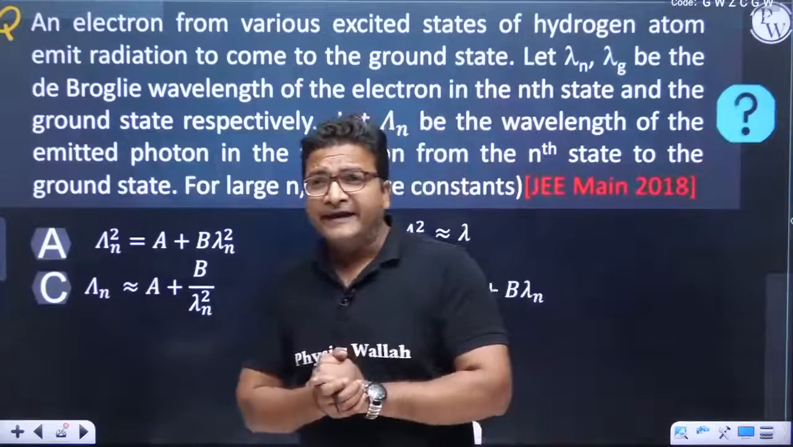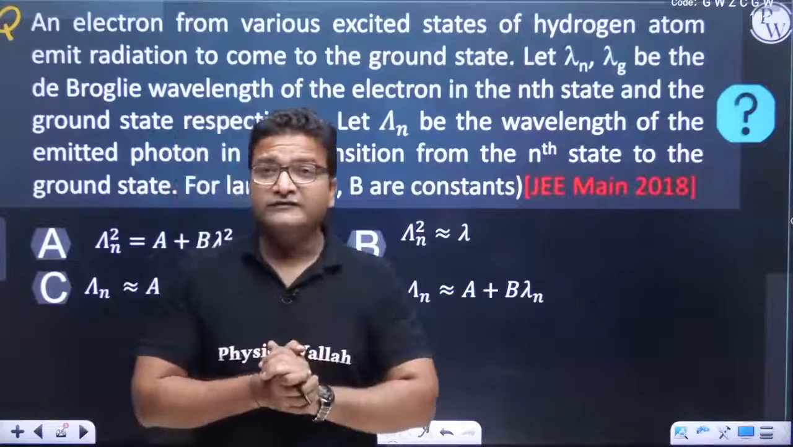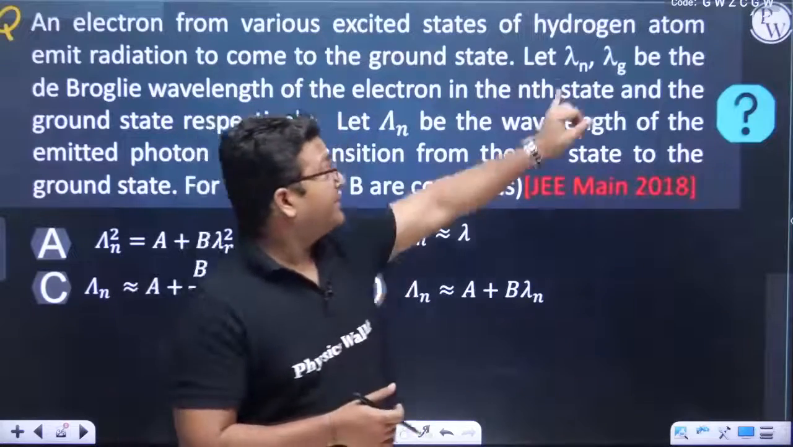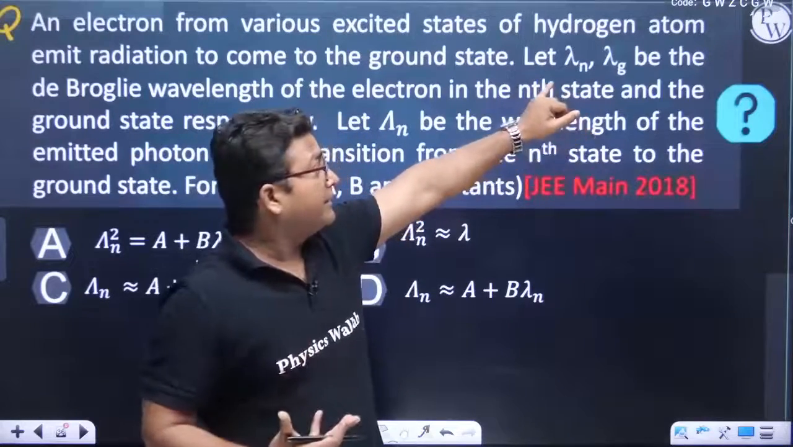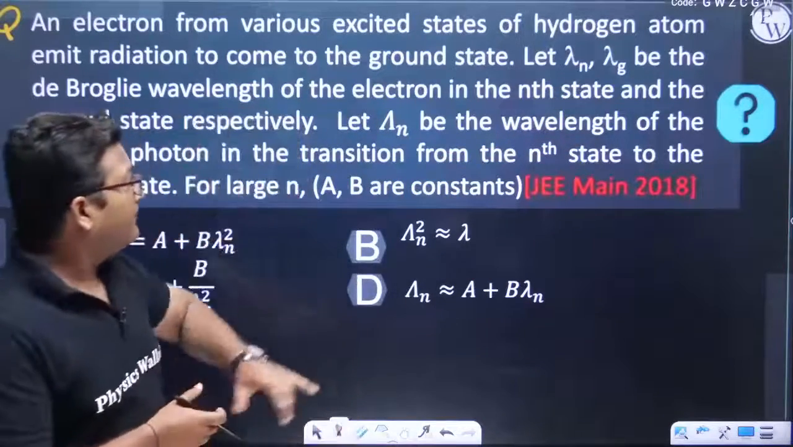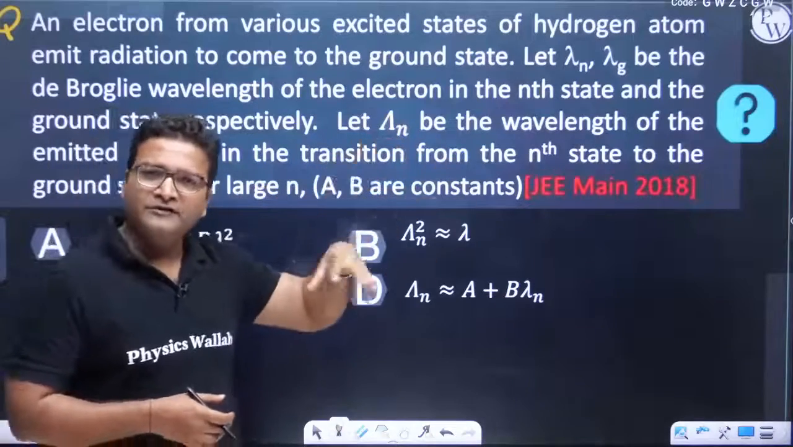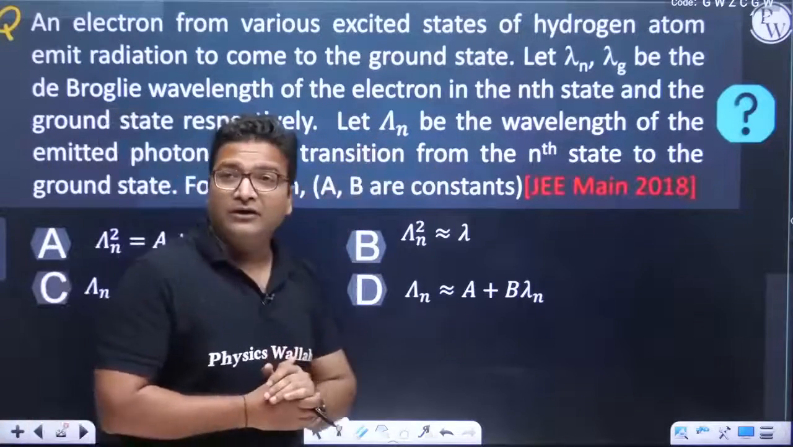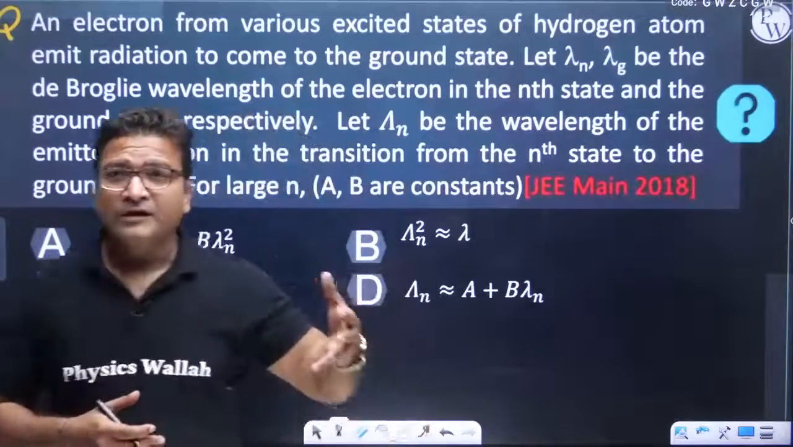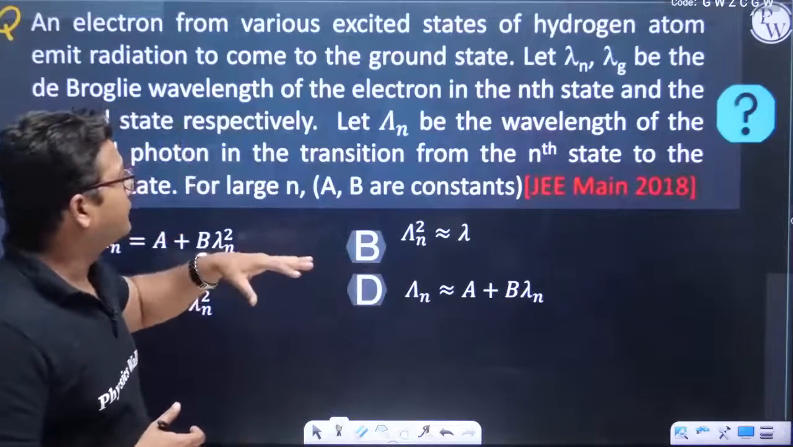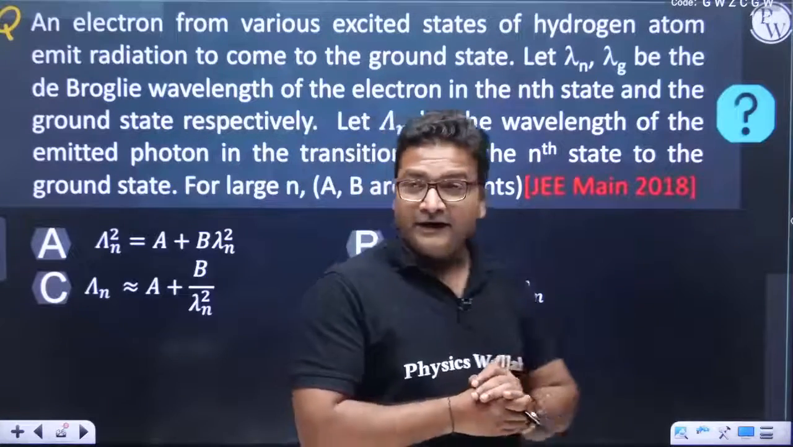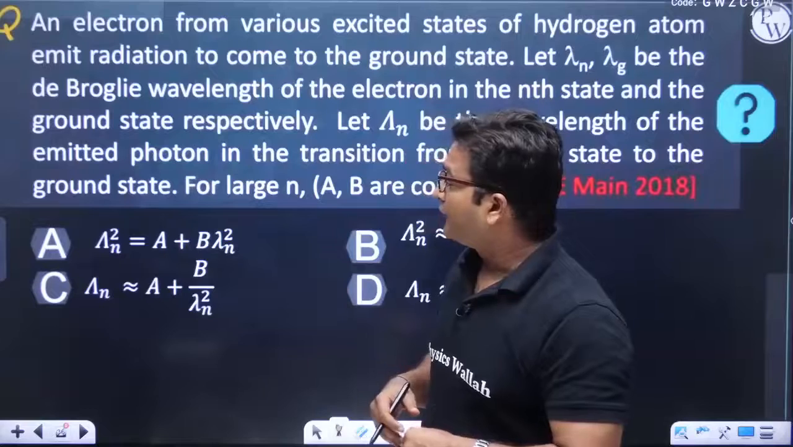Here in this question they say the electron in ground state and nth orbit state have their de Broglie wavelength as lambda n as de Broglie wavelength in nth state and lambda g as de Broglie wavelength in ground state. And they also say, I don't know what is the name of this symbol, let us pronounce it as A. So A and B, the wavelength of the photon emitted in the transition from nth state to the ground state. And also we have to assume that n is a very large number. Okay, so let us select the correct choice out of these four options.